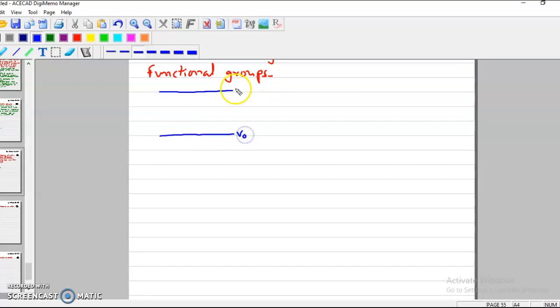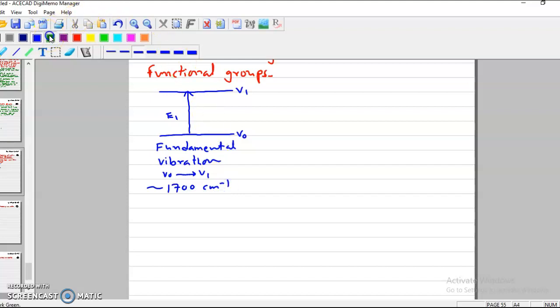This is V0 level, this is V1 level, and this may go like this. The energy required for this is about E1, and this is fundamental vibration. Why? Because it is obeying selection rule. Suppose the frequency of this is nearly 1700 centimeter inverse.